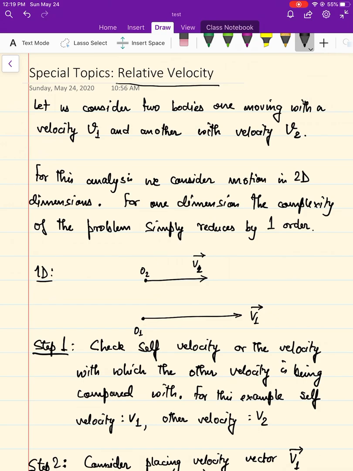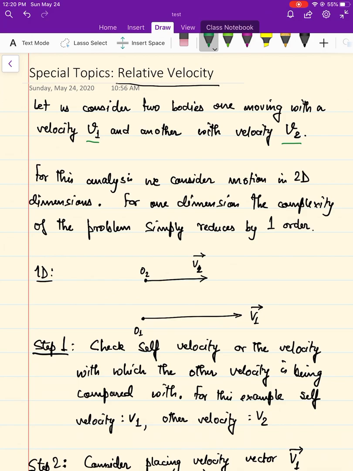So for this problem, let us consider two bodies, one moving with the velocity v1 and the other moving with the velocity v2, and let us keep in mind that these velocities are consistent throughout the course material that has been given, and both of them are in a Newtonian frame of reference. We do not consider non-inertial motions or anything like that. So we will do a simple analysis of how this is seen in the first place.